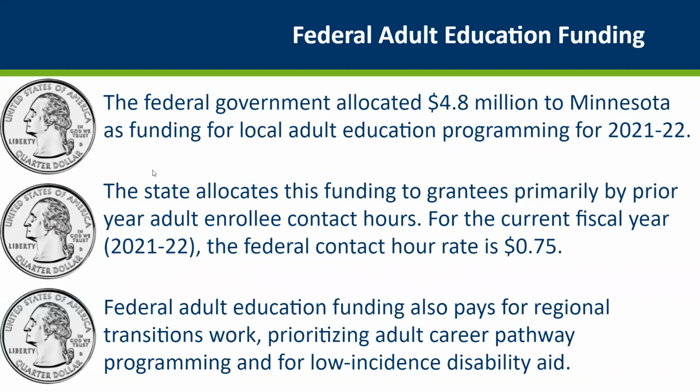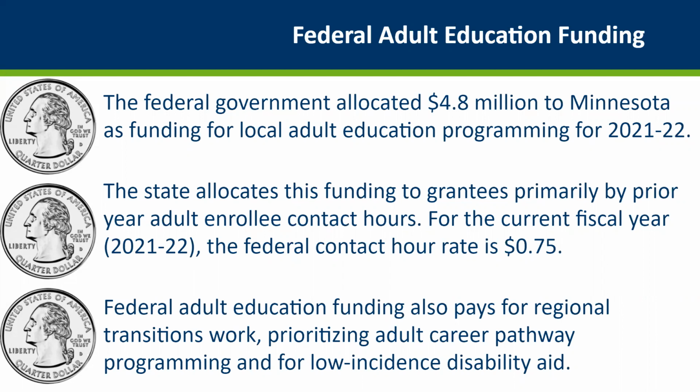And with any grant, you also are curious about funding. With the Federal Adult Education Grant, first, the federal government allocates money to states. With that, the federal government allocates about $4.8 million to Minnesota to fund adult education programming. That's for this current year, 2021-22. Then at the state level, we allocate this funding to grantees primarily by prior year adult enrollee contact hours. For this current fiscal year, the federal contact hour rate is 75 cents.